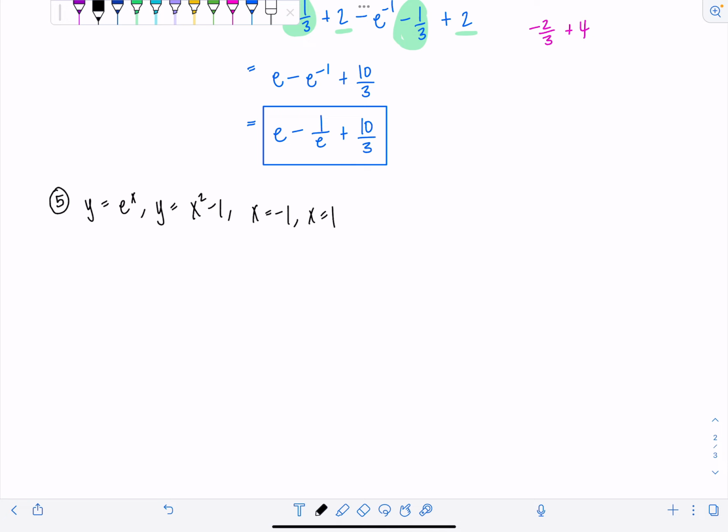So sometimes we're going to have to find the intersection. In this case, we won't, because they gave me e to the x. We know what that looks like. X squared minus 1, that's a parabola. They also gave me these two vertical lines, which are going to bound the region. So we don't have to worry about finding an intersection, okay? And the intersection occurs outside of -1 and 1 anyways. So let's just get a rough sketch going.